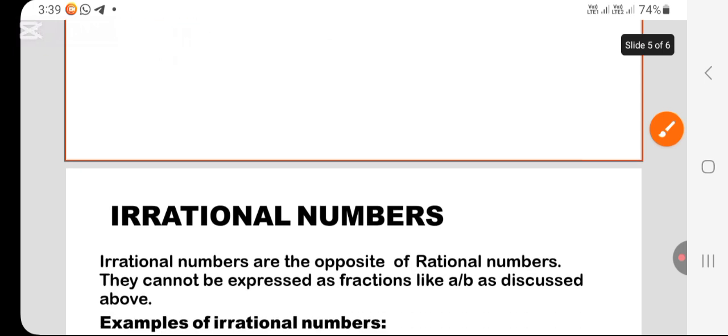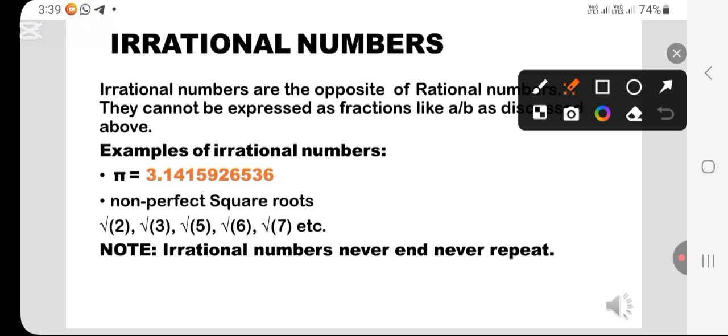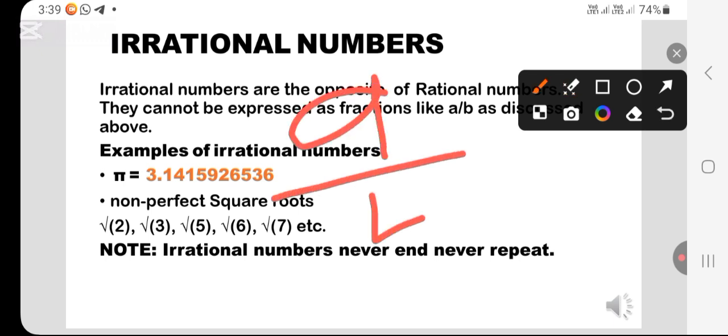So what are irrational numbers? Irrational numbers are the opposite of rational numbers. You cannot express irrational numbers as fractions, just the way you express rational numbers. You cannot express irrational numbers like this, a over b, just the way we express the rational numbers.